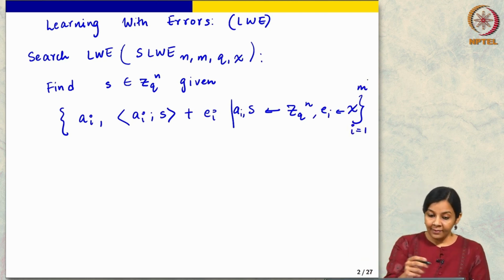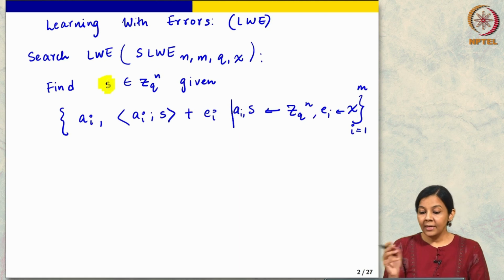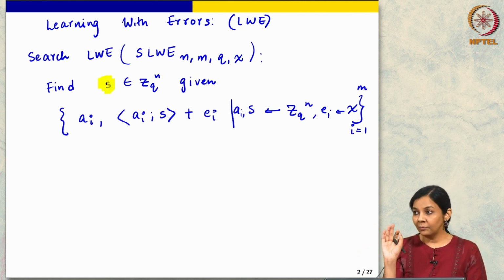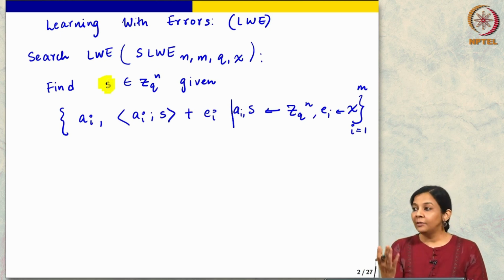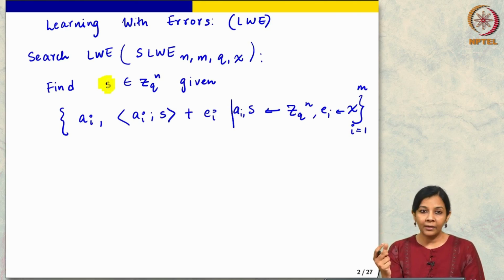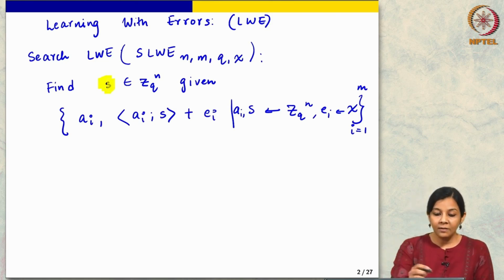So, find S given these noisy inner products. I have inner products with respect to a secret vector S, and I am giving you these inner products perturbed with a little bit of noise, and the goal is to find this secret vector. So, the one line intuitive description I was referring to was this: think of noisy inner products, and you are trying to find the secret vector with respect to which these inner products are generated. Okay, so this is the search version.